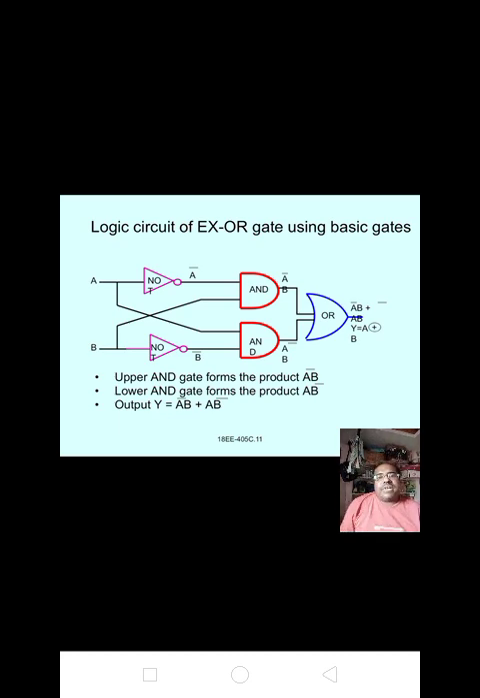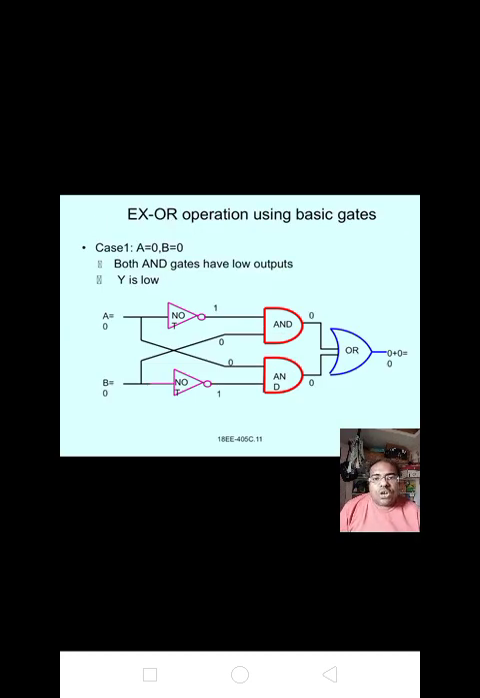Here we are taking 2 NOT gates, 2 AND gates and 1 OR gate. The upper AND gate forms the product A bar B, and the lower AND gate forms the product AB bar. With the help of the OR gate, we get the output Y equal to A bar B plus AB bar, that is equal to A XOR B. Next, XOR operation using basic gates, that is case 1.